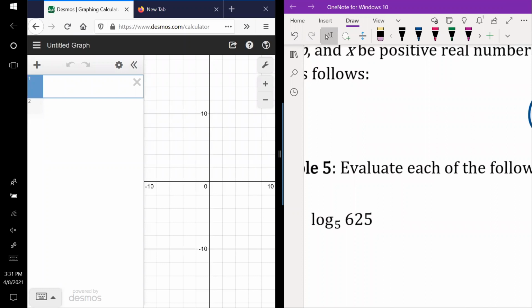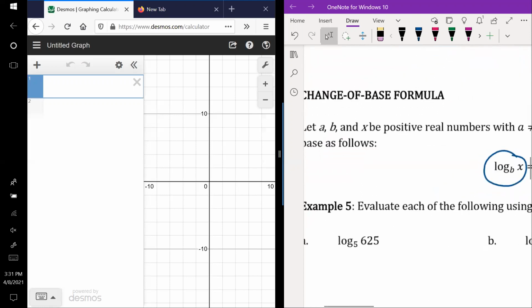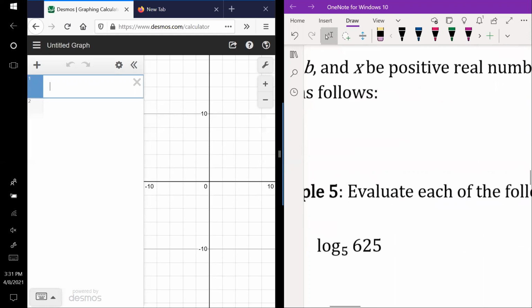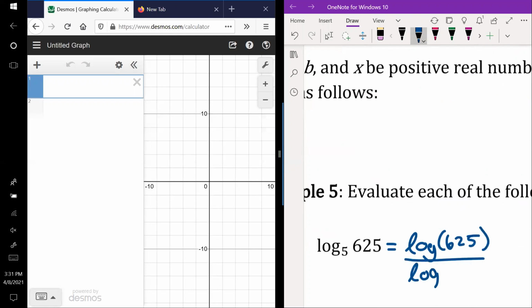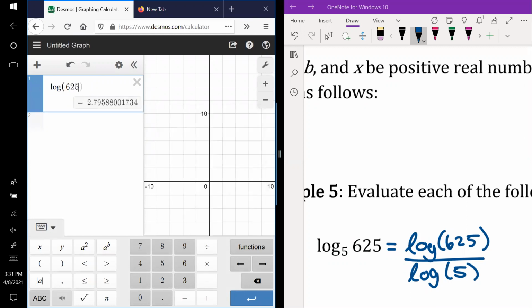Okay, so let's go ahead and use change of base to evaluate these. Did it say round to anything? No. Okay, well, we'll round to 3 or 4 decimal places. So for the first one, by change of base, we can rewrite this as the log of 625 over the log of 5. And that's how you will type it in your calculator. So we'll say the log of 625 divided by the log of 5. And look how nice that is. That gives us 4.